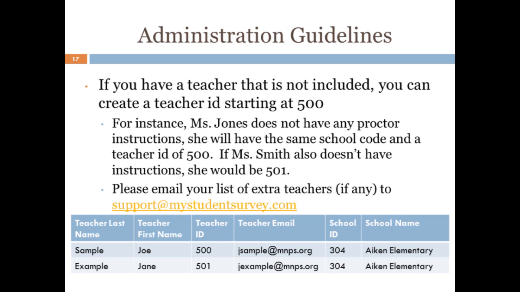In some cases, it may happen that we send you a roster file or proctor instructions that don't include a teacher that needs to be surveyed. If this is the case, you can create a teacher ID starting at 500. For instance, if Miss Jones does not have any proctor instructions, she would have the same school code and token as everybody else, but she'll have a teacher ID of 500. If you have a second teacher, Miss Smith also doesn't have instructions, they would be 501. You would just need to send us this list of extra teachers to support@mystudentsurvey.com using the format that is displayed below.